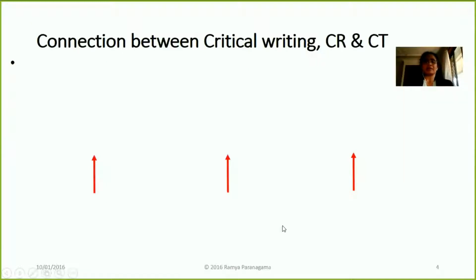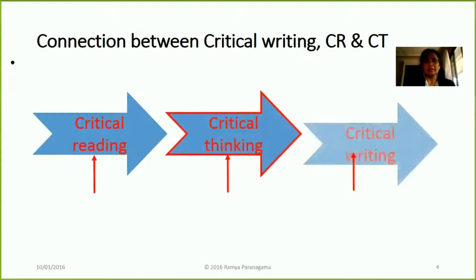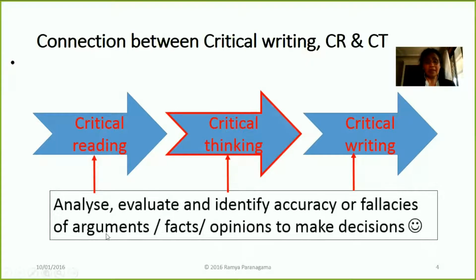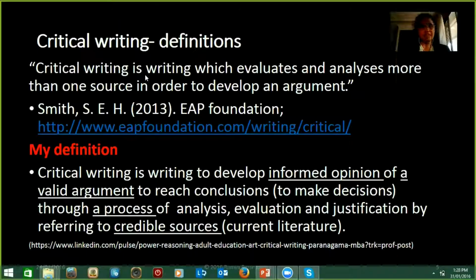Now, as I said in my critical reading video, there is a connection between critical writing, critical thinking, and critical reading. Why? Because they are like members of the same family, kind of. Sometimes members of the same family would not go together, but these are going together because they have the same characteristic features. Okay. Now the definitions, when I was looking for, I found one. This is from Smith, 2013. What Smith says is, critical writing is writing which evaluates and analyzes more than one source in order to develop an argument.